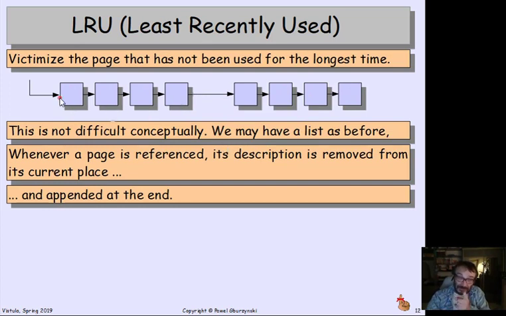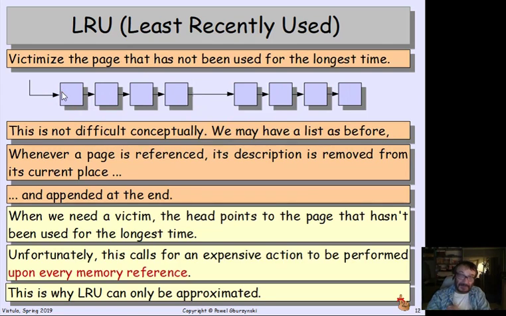This way, the front of the queue will hold the page that hasn't been used for the longest time. What will tend to bubble to the front of this list will be the page that hasn't been touched for the longest time. Because whenever a page is touched, it is moved to the end, right? So this one must be the one that hasn't been touched for the longest time. Okay? But let's clearly see the difference between FIFO and LRU.